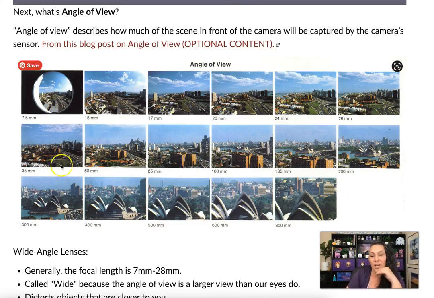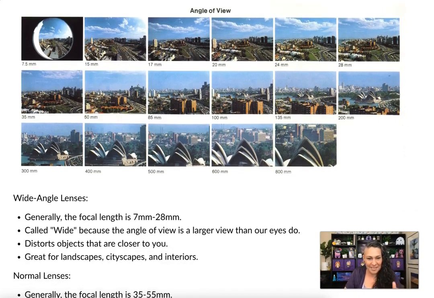This little chart here is pretty helpful because you can see this is the 7.5 millimeter. That's a really short lens, but it has a very wide angle of view. This is the same scene photographed from the same place, but moving to different millimeter lenses, and so you're getting a narrower and narrower angle of view. All right, so let's talk about this a little bit more. This is going to make sense, I swear to you.